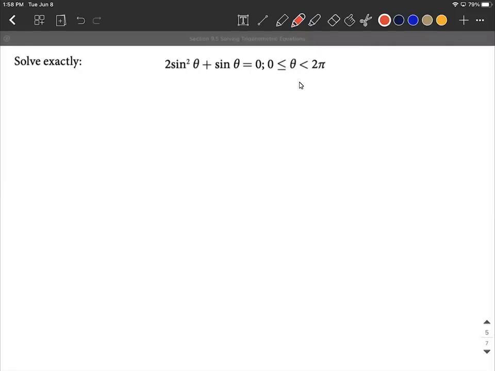Okay, solving a trigonometric equation. So in this situation, we have 2 sine squared of theta plus sine of theta equals 0. And we want all the solutions for theta between 0 and 2 pi.